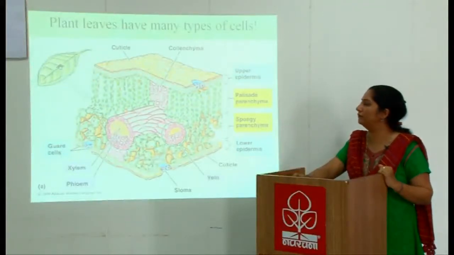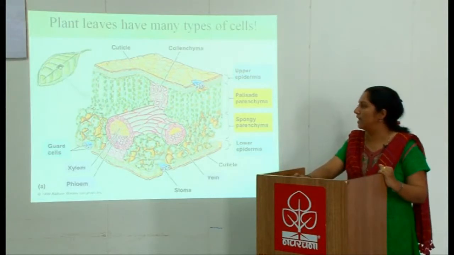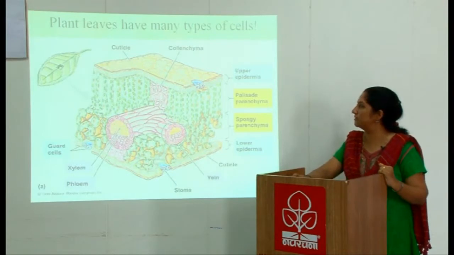Palisade cells are long and filled with chloroplasts, where the manufacturing of food takes place, and you have the spongy cells, where the storage of the food takes place.